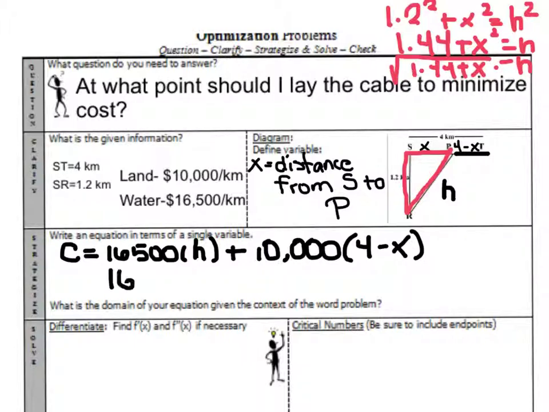So 16,500 times h plus 10,000. Oh wait, why did I write plus h? I didn't want to do that.